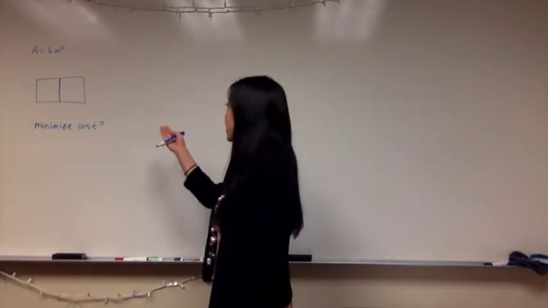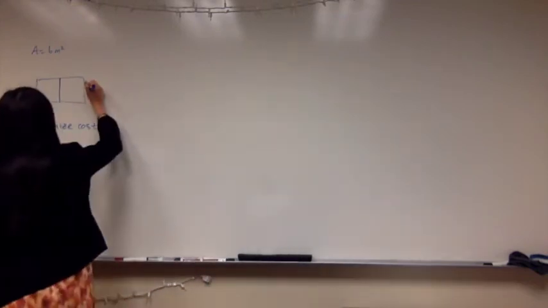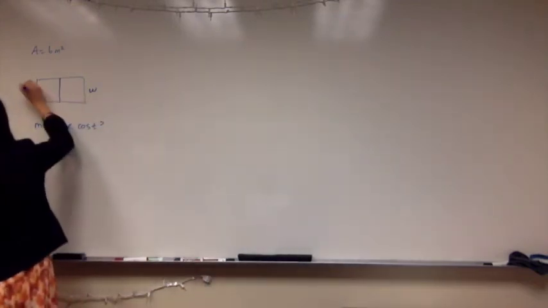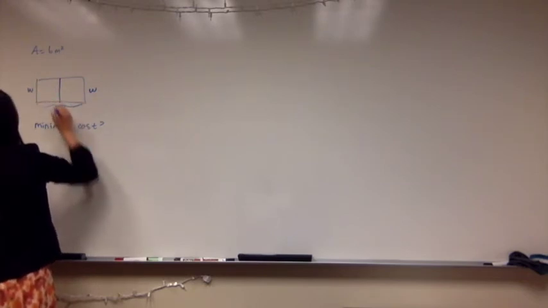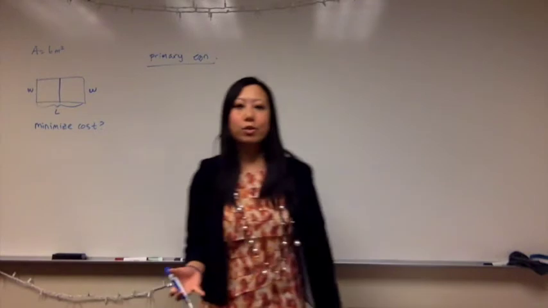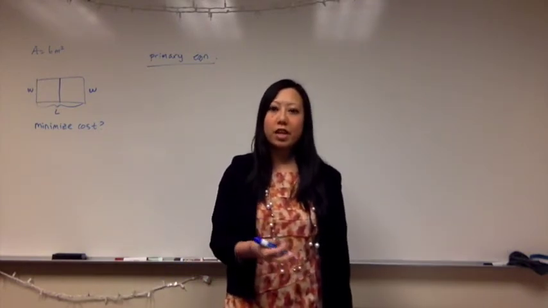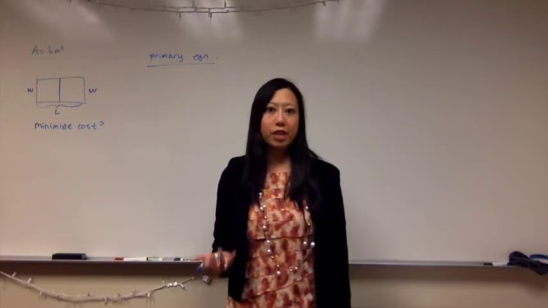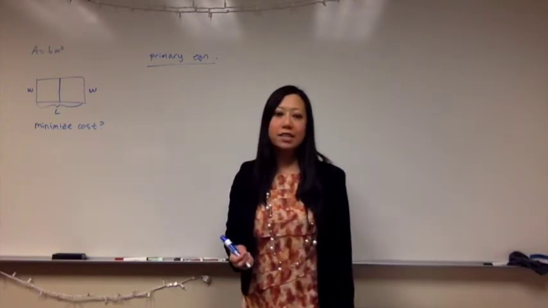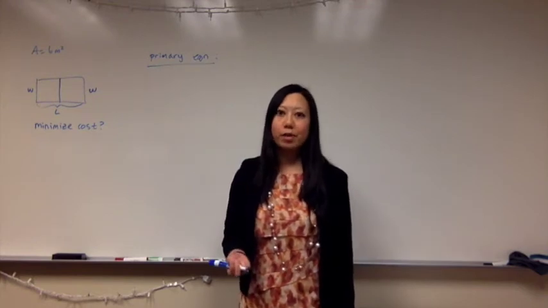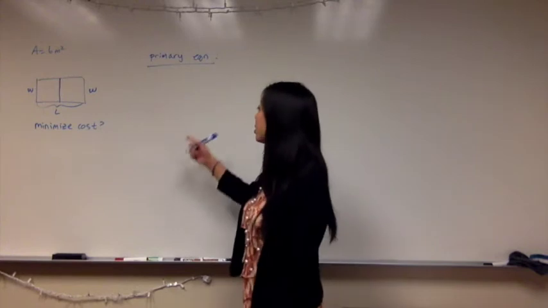So first of all, let's just assign some variables here. Let's call this W for width, and I'll call this L for length. My primary equation is what I'm trying to minimize or maximize, because eventually we want to take the derivative, and we know from the derivative we can find our max and min. So if I want to find the minimum cost, then I'm going to use a cost equation as my primary equation.